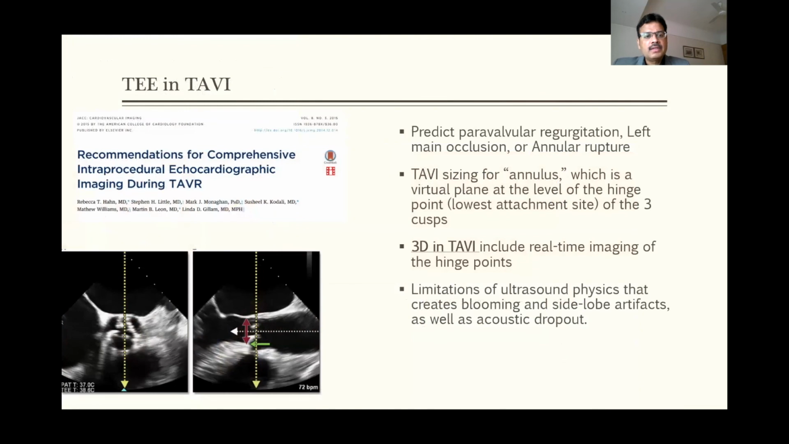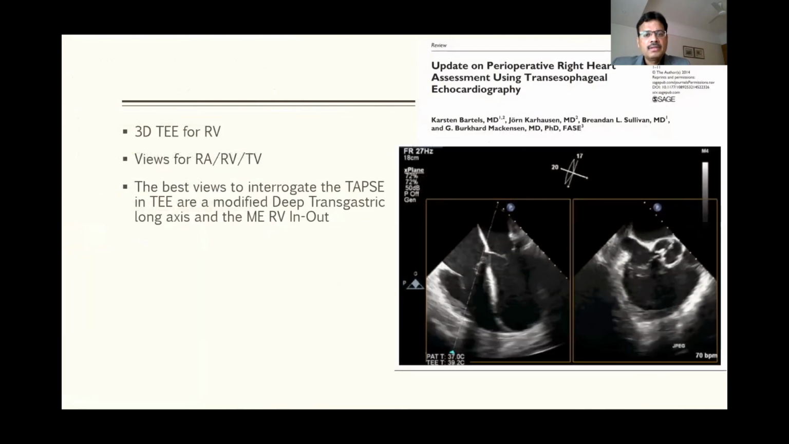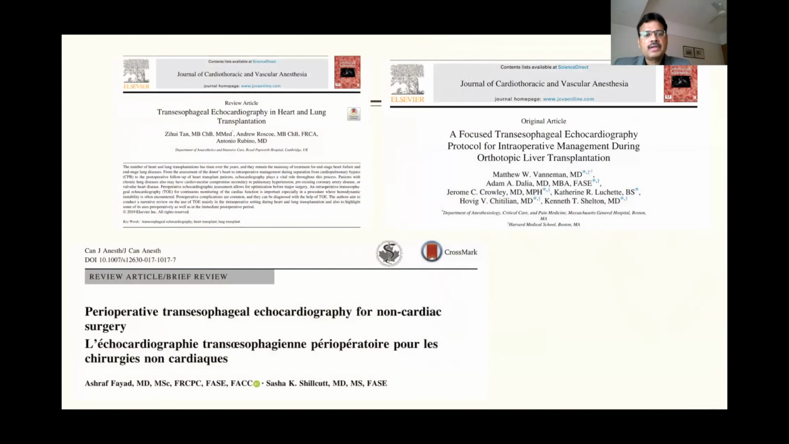TEE in TAVI is another indication which is coming up, and here there are multiple things that the echocardiographer can offer the interventionist: predicting the paravalvular regurgitation, sizing the annulus properly, and also looking at the complications that would likely occur after a high risk TAVI. Perioperative right heart assessment is also a very upcoming issue. 3D TEE for the RV is now in vogue, and various protocols are developed for assessing the RA, RV, and the tricuspid valve. 3D has a big role to play.